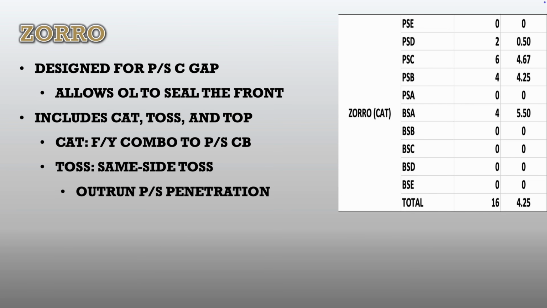Again, if you've got the running back lined up in the B gap and you toss it all the way out there, really penetration inside the C gap doesn't really have an effect on the play.